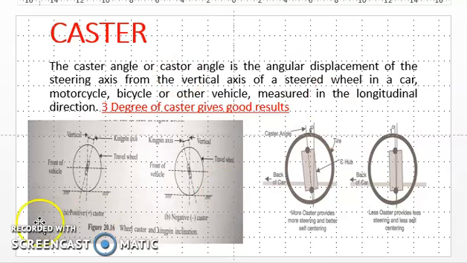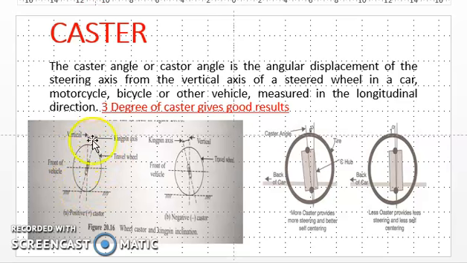Now we will see what the caster angle is. Caster angle is the angular displacement of the steering axis from the vertical axis. Just see, suppose this is the steering axis. You are looking from the side view.